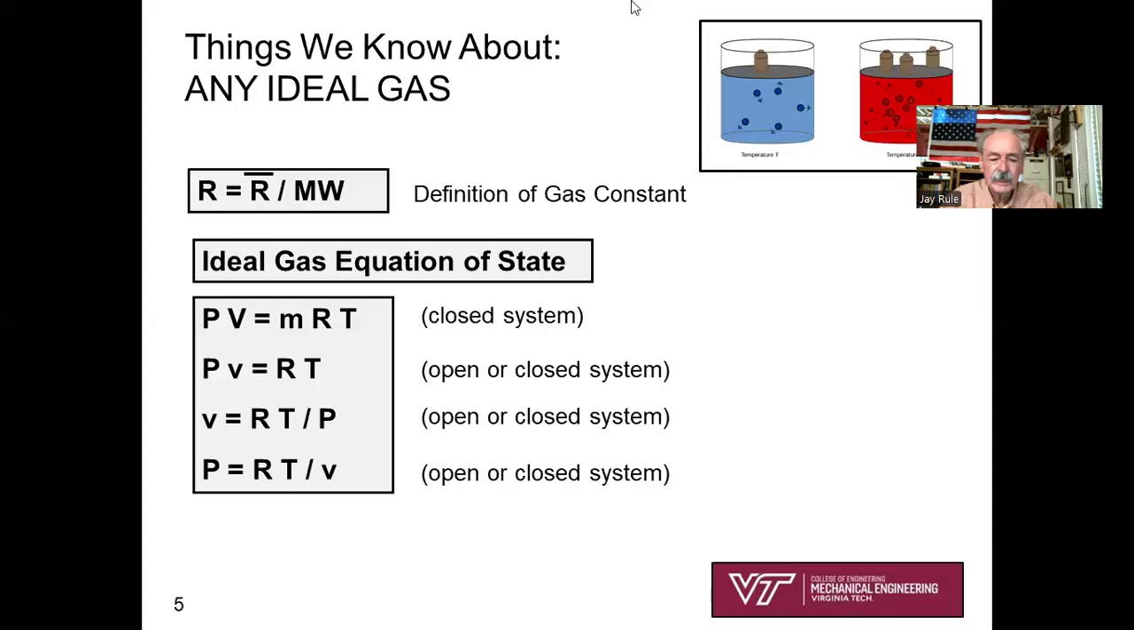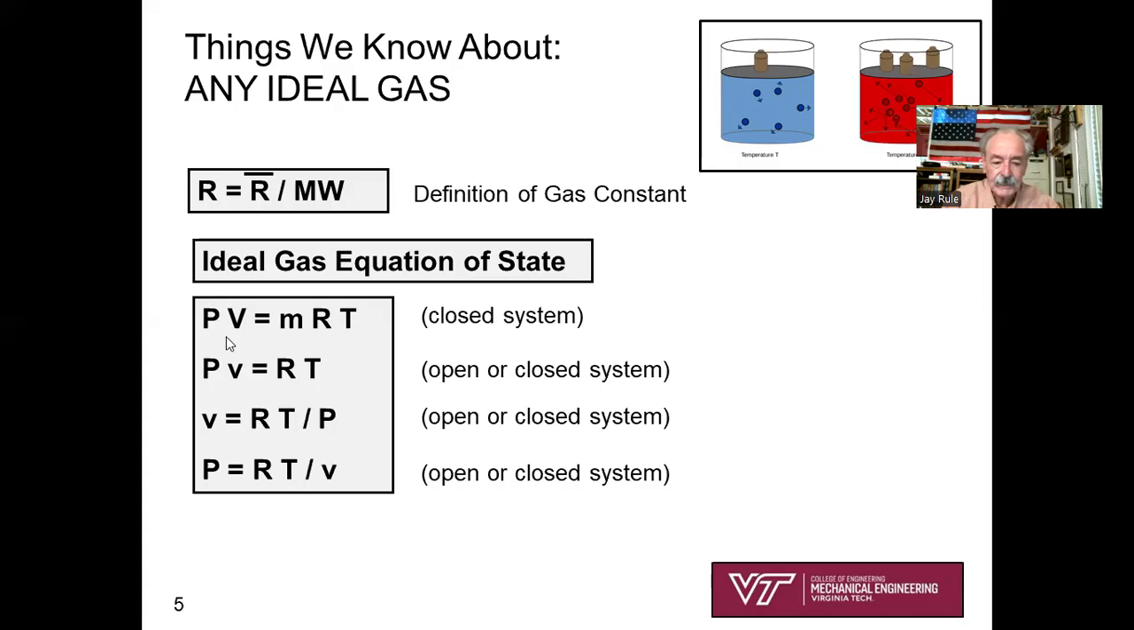Well, let's see, things we all know. R, that's the gas constant for a specific ideal gas, isn't it? That's R bar over the molecular weight. You've got that in your head. You don't need a formula sheet for that. How about the ideal gas equation of state? You've got that in your head. I hope you remember PV equals mRT. I hope you got that in your head.